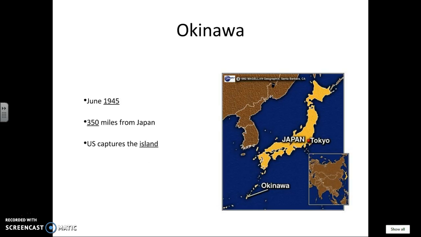Another island that we took using the strategy of island hopping was the battle of Okinawa, and you can see that in the map there on the right. It occurred in June of 1945. Okinawa is 350 miles from Japan, and the United States captured that island.